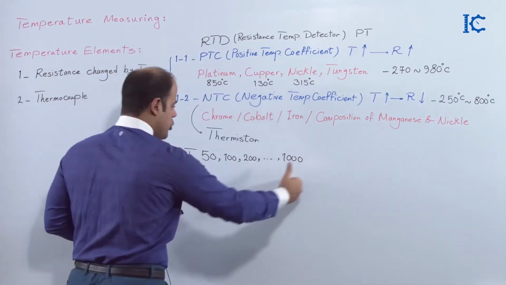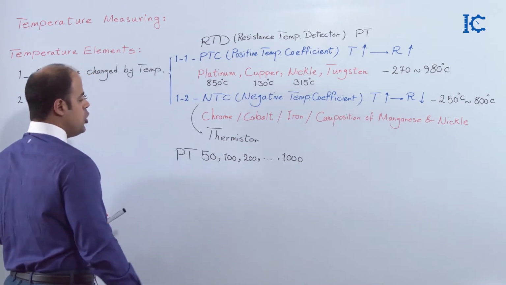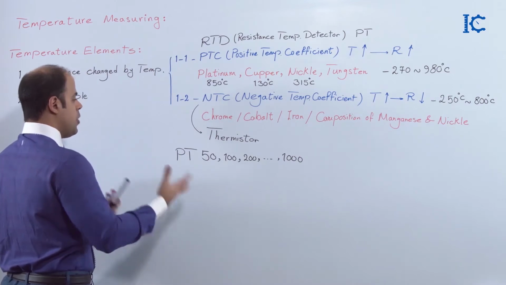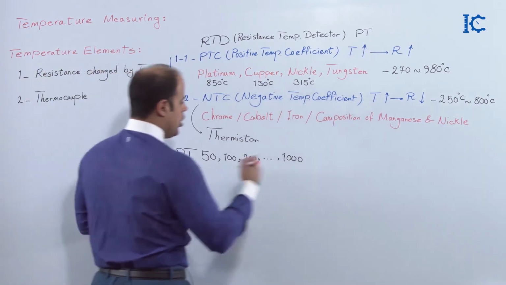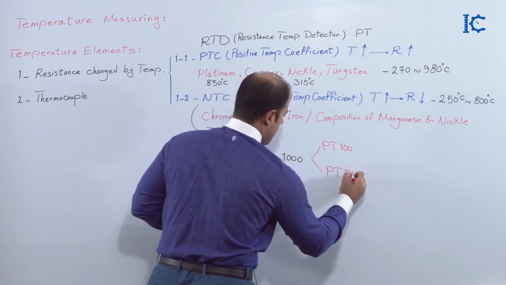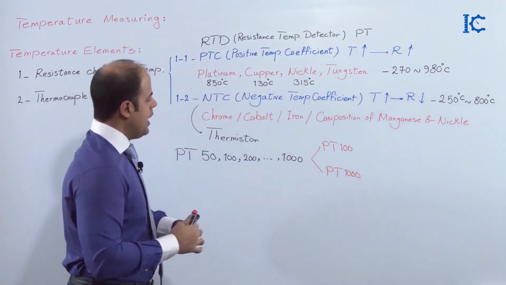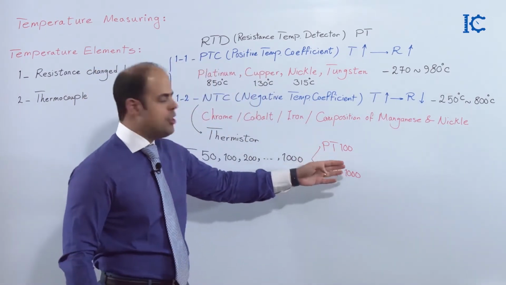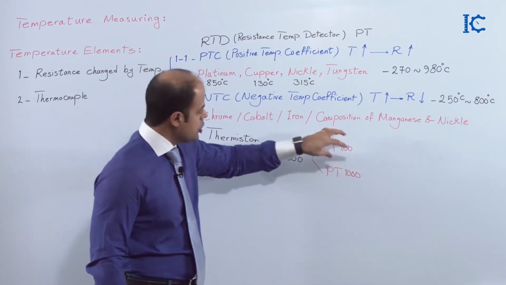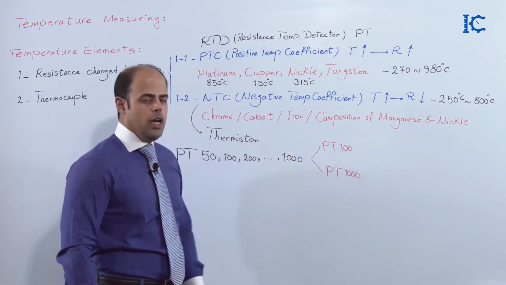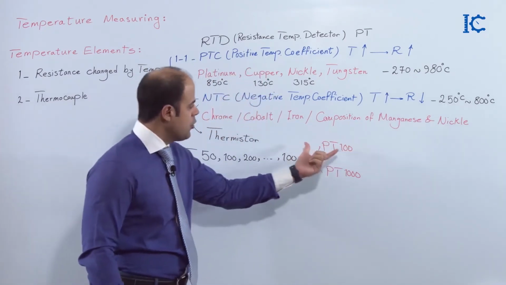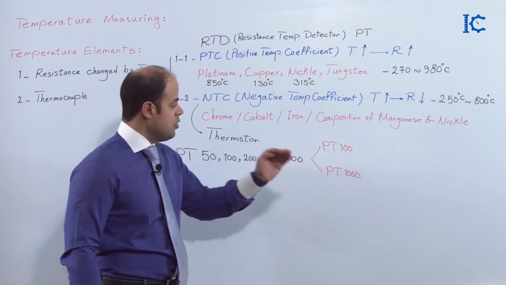In this group that I just wrote for you, two of them are more well-known or more famous compared with the other ones. These two are PT 100 and PT 1000. I can tell you that for the range up to 350 or 400, we just use PT 100, because in this range the curve of this device is totally linear.